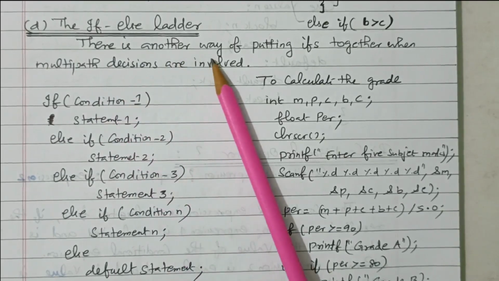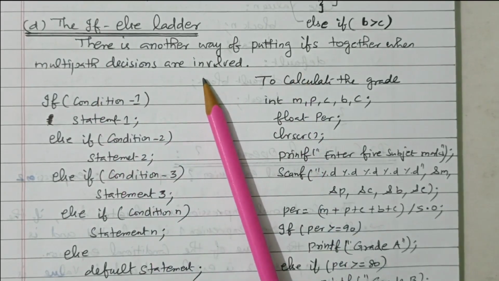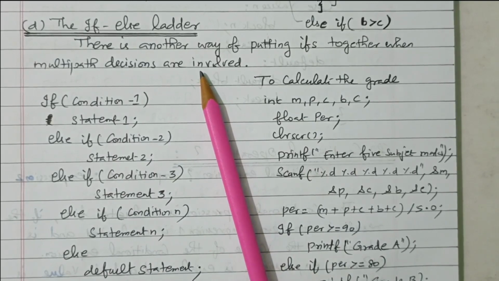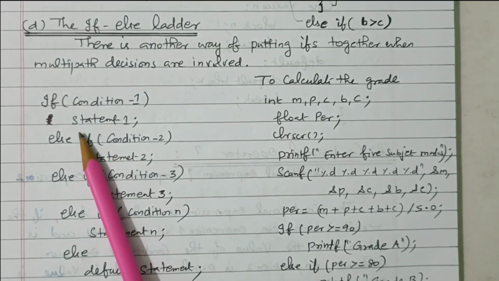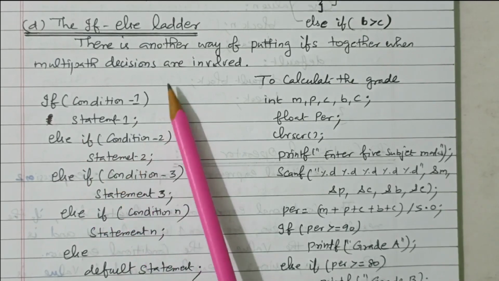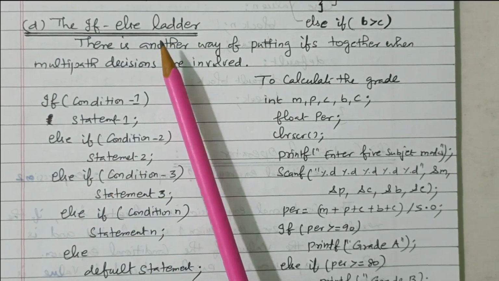Yes, there is another way of putting ifs together when multiple decisions are involved. Right. For that, here first we are verifying one if condition. For that one statement will be there. If it is false, another condition, another statement, like that. But in case of nested if, we are checking the condition continuously. Condition 1, then condition 2, condition 3, thereafter we can take the decision. But here for every condition the statement will be available. That is the difference between the nested if and ladder. Ladder means it is like a ladder, every step the statement will be available.